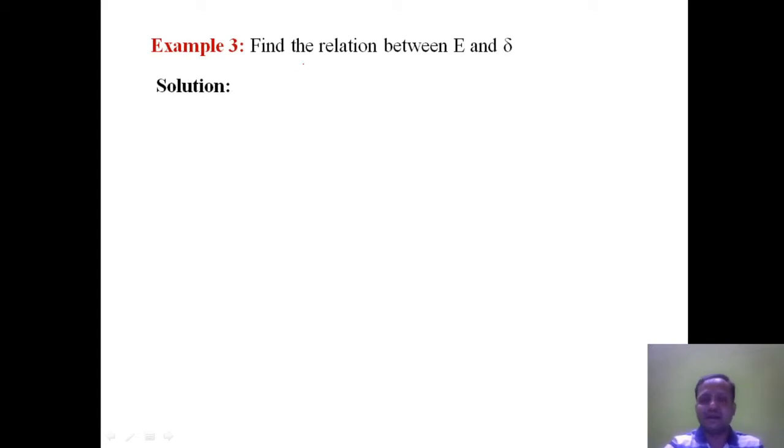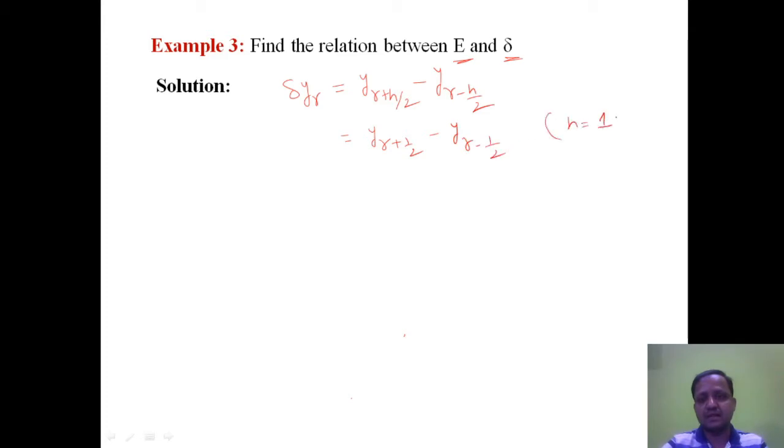Next, find the relation between E and delta. Delta represents the central difference operator. We know the general formula: delta y r is equal to y at r plus h by 2 minus y at r minus h by 2. h represents the step size. If you consider h as 1, it will become y at r plus 1 by 2 minus y at r minus 1 by 2. Here h means step size, we are considering it as 1.